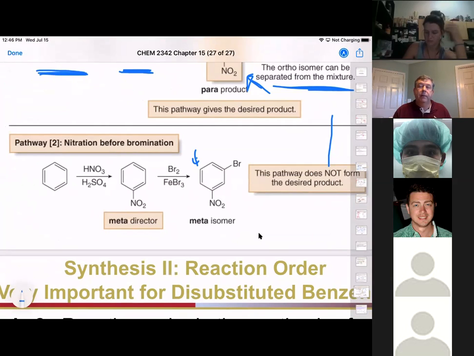All right, so let's say we want the meta isomer. So in that case, we want to make sure the meta director is on the ring first, because remember, benzene has no specificity. Those are 6 even things, so it doesn't matter where we put the first group on.